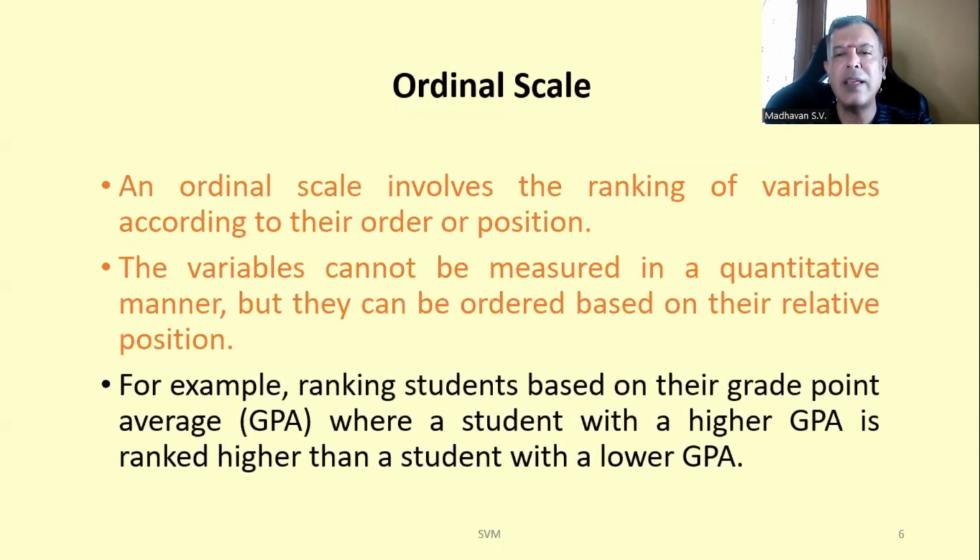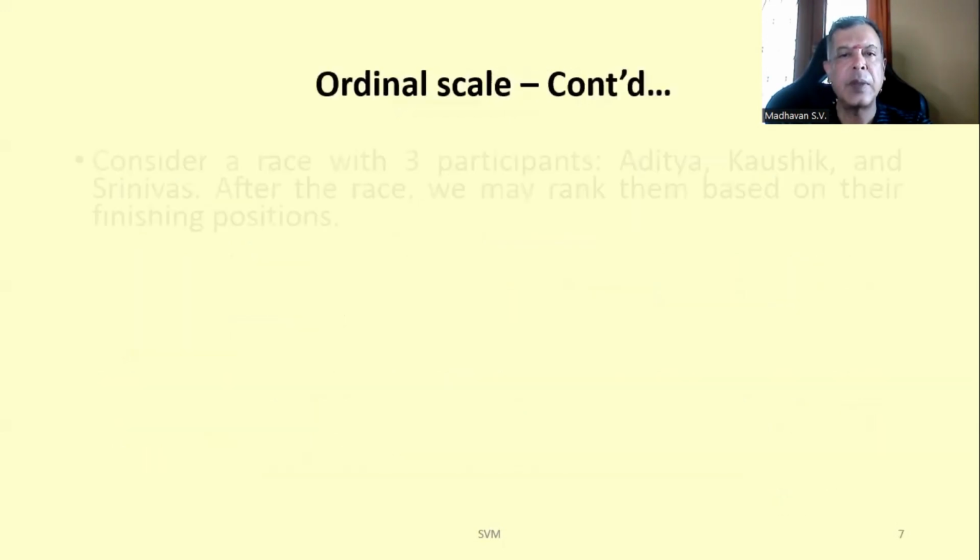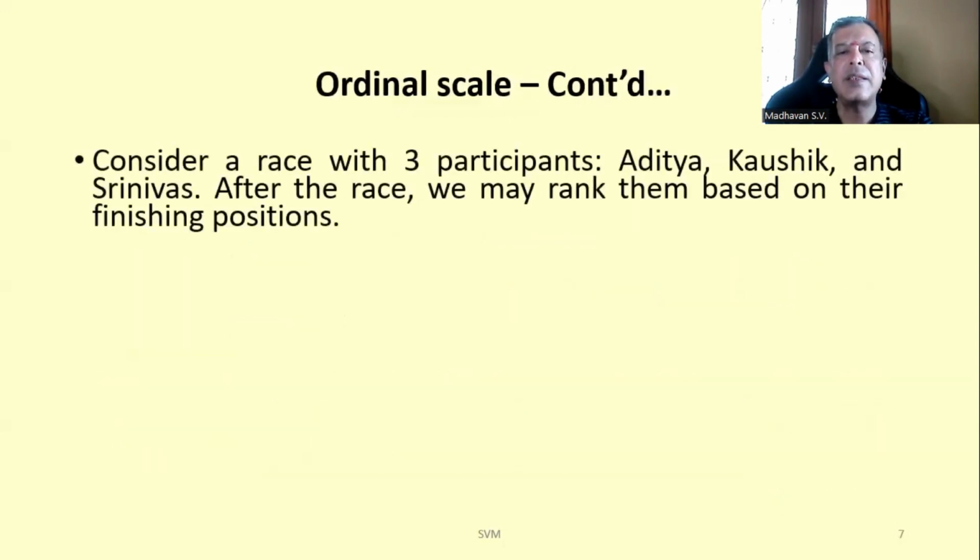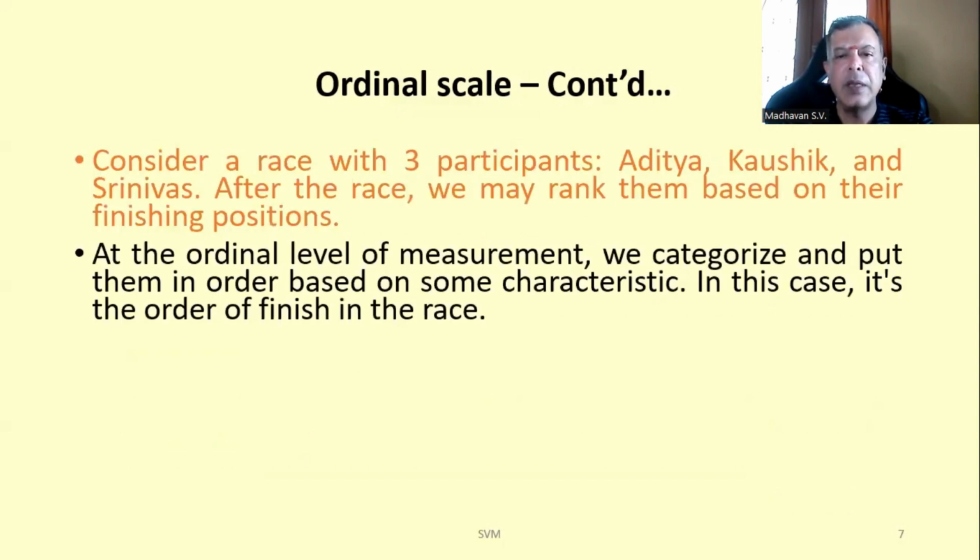For example, ranking students based on their grade point average, GPA, where a student with a higher GPA is ranked higher than the student with a lower GPA. Consider a race between 3 participants, Aditya, Kaushik, and Srinivas. After the race, we may rank them based on their finishing positions. Within what time period the one has finished, how much time the other one has taken, how much time the third one has taken. Based on that, you are trying to order them.